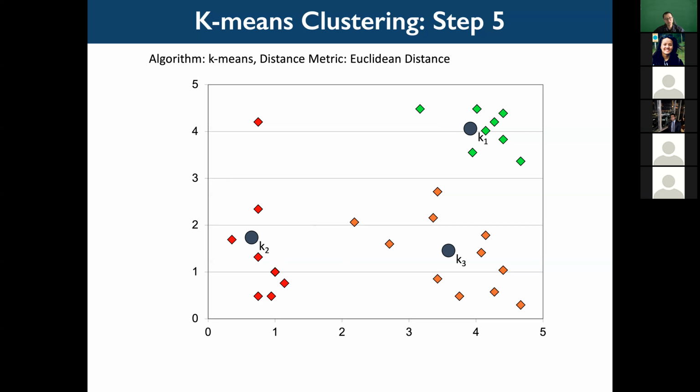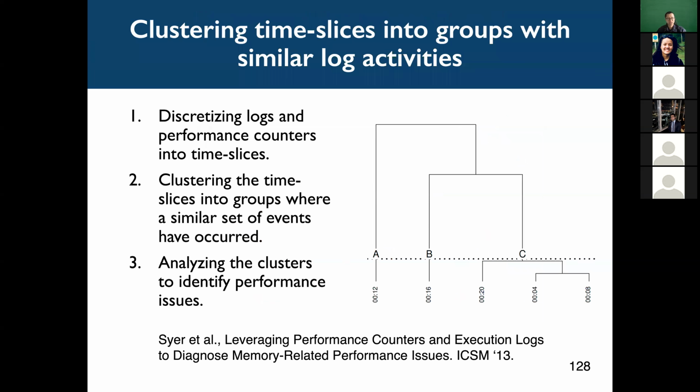So how can clustering be applied to AIOps? I remember we had one example in the previous section. We cluster time slices in order to determine which time slices will have memory problems. We cluster them into groups based on the similarity between the log activities, so then we can look at a smaller number of groups instead of looking at all the time slices. So that's one application of clustering to AIOps solutions.